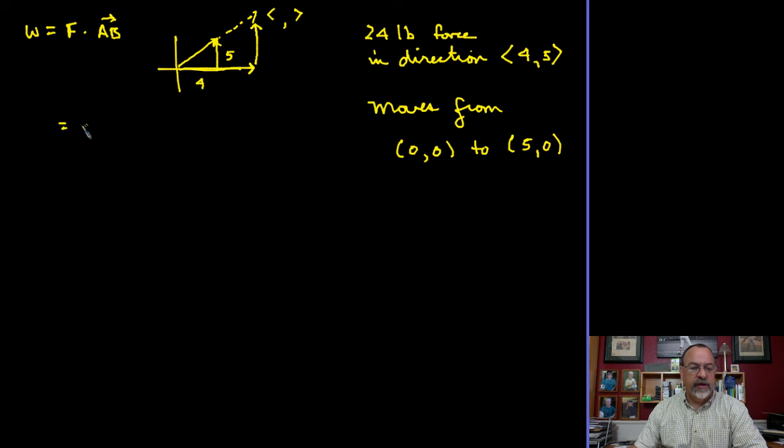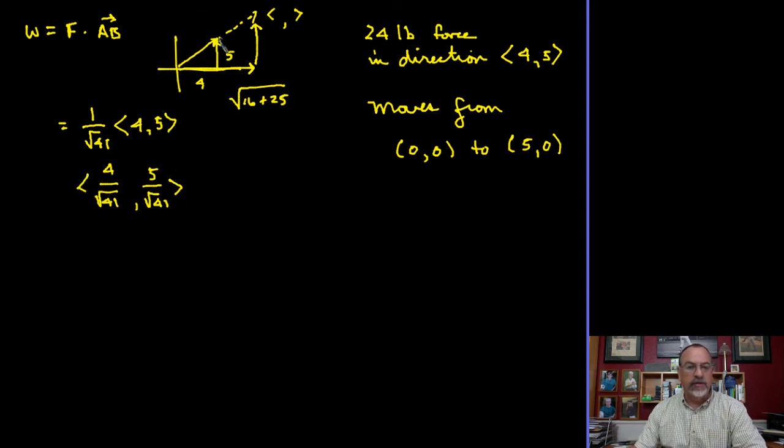So the unit vector is 1 over the magnitude. The magnitude of this would be 4 squared plus 5 squared. Take the square root, so that's going to be the square root of 41. So 1 over the square root of 41 times the vector 4, 5 is going to give me 4 over the square root of 41 and 5 over the square root of 41. That would have a magnitude of 1 going in the direction of the point 4, 5. Now that's a magnitude 1. I want a magnitude of 24, so I simply multiply these by 24. That will give me the components of my force vector.